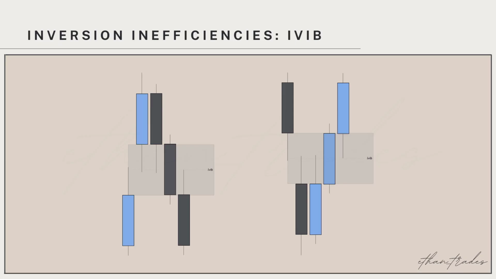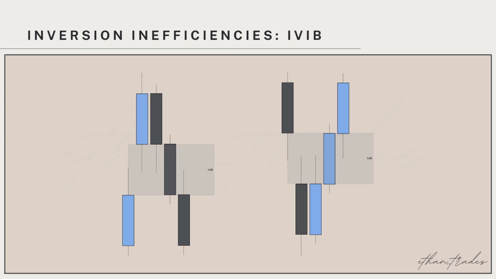Last but not least, the next type of inversion inefficiency is the inversion volume imbalance. Once again, just as with any inversion PD array, an inversion volume imbalance is created when a candle closes beyond it, invalidating it. So for example, on the left, if you have a bullish volume imbalance, once price closes below it, then it becomes a bearish inversion volume imbalance. Vice versa, if you have a bearish volume imbalance on the right side, once price closes above it, then it will become a bullish inversion volume imbalance.